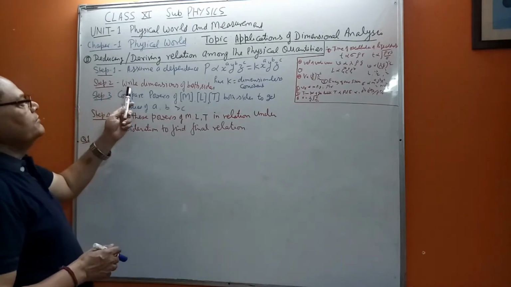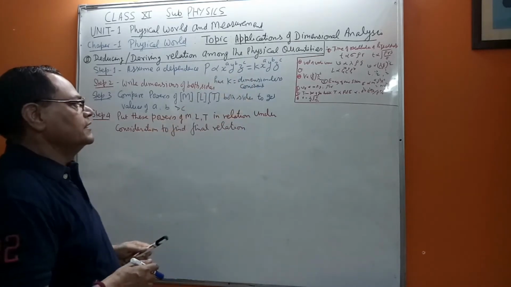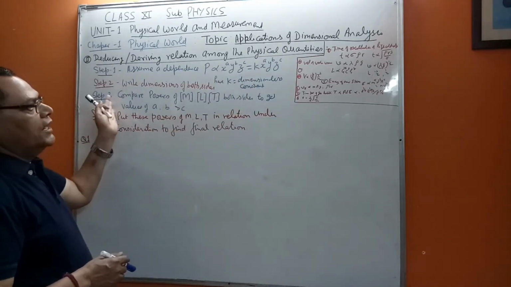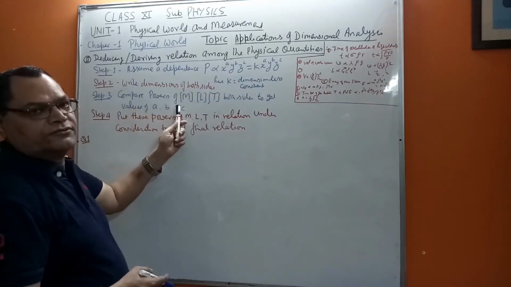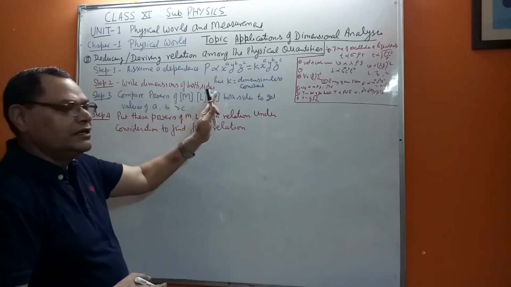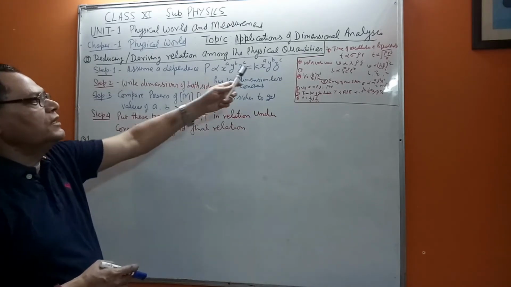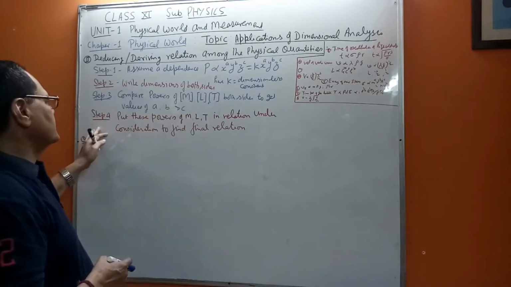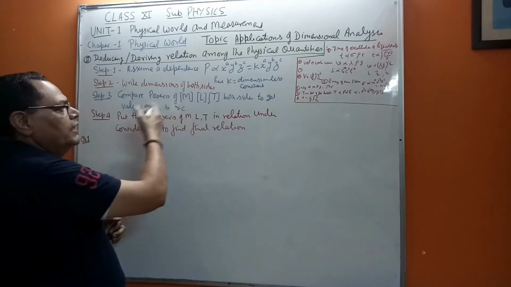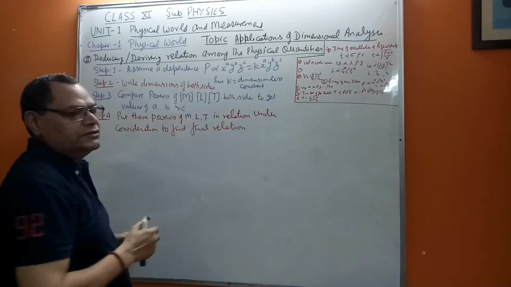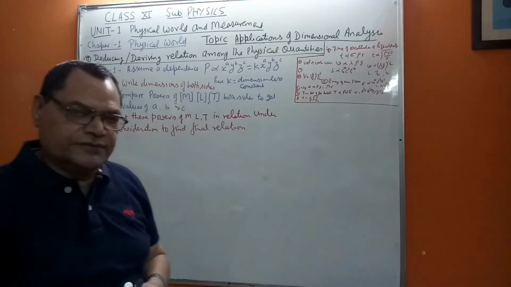Now the second step is we write the dimensions of both sides, the left hand side as well as the right hand side. The third step, after simplifying, is we compare the powers of M, L and T, that is these fundamental units. When you compare, you will find the values of a, b and c, which were unknown. Then in the next step we put these values of the powers into the assumed relation. Clear? In this way we will get the final relation.